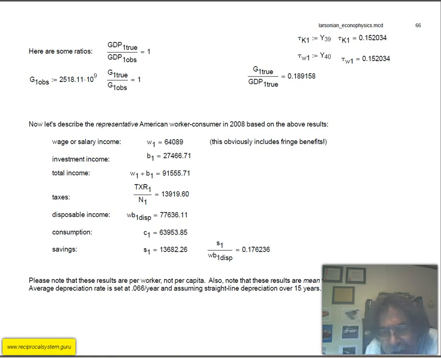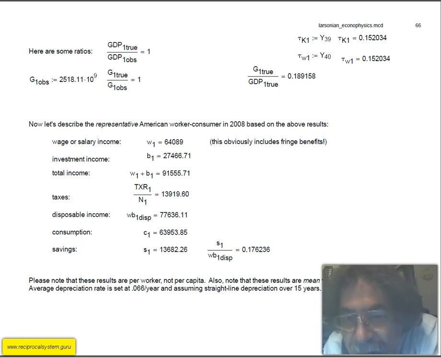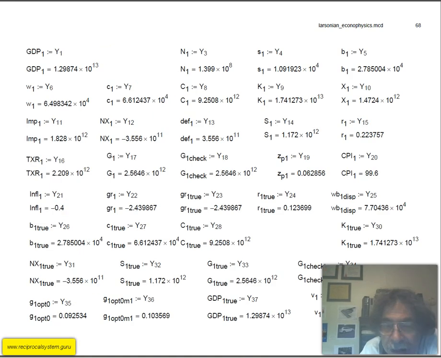I said previously that would include Social Security. That's not really correct because we're zeroing out the transfer, so I have to retract that statement. Again, these results are per worker, not per capita. And you might be thinking, well, these numbers seem pretty high. You don't usually know that many people with a total income of 91,555. But there are some people who are earning a great deal more, and that kind of skews the results a little bit. Go to 2009.